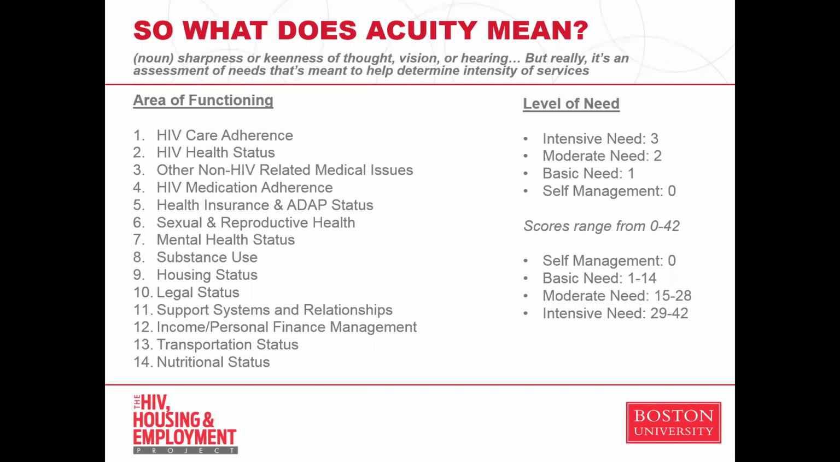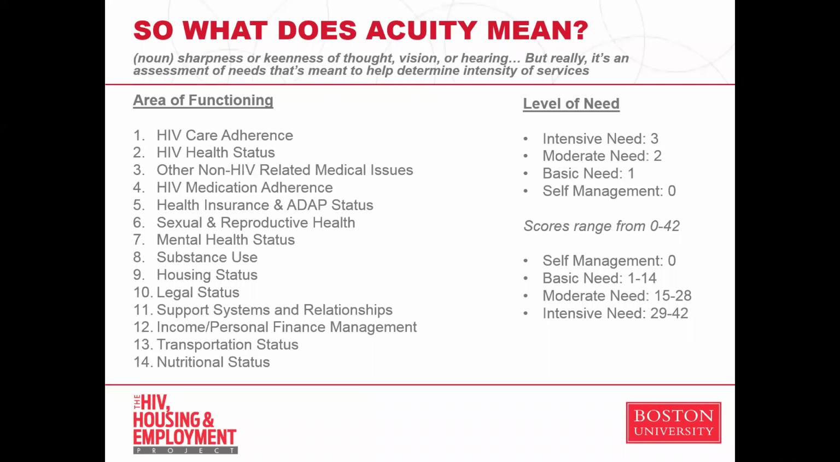At Healthcare for the Homeless program, on our HIV team, we use the Acuity tool, which is a series of 14 categories that assess where people are in managing their healthcare, their personal relationships, their mental health status, substance use, housing, legal, support systems, relationships, income, transportation, and nutrition. It's a baseline to check in and see what areas people need more support in. On our team, we would do this assessment pretty much after intake, and then again at 3 months and at 6 months.